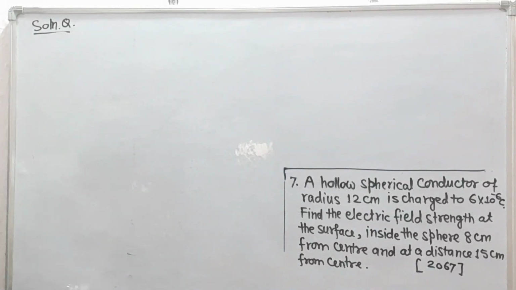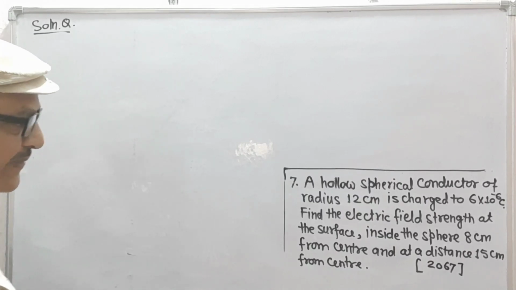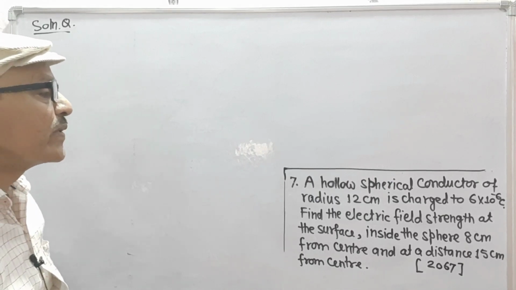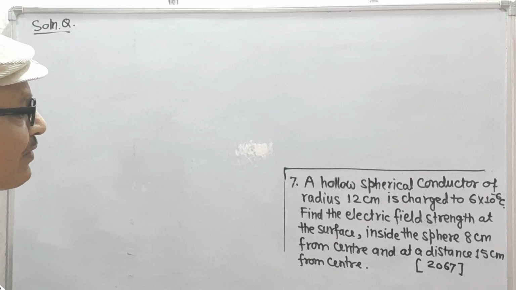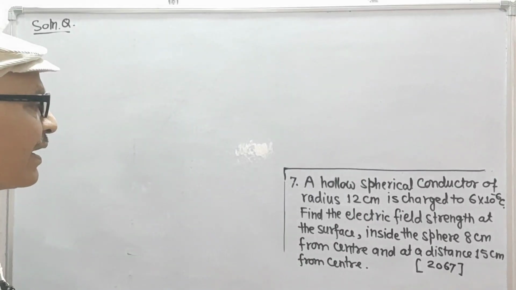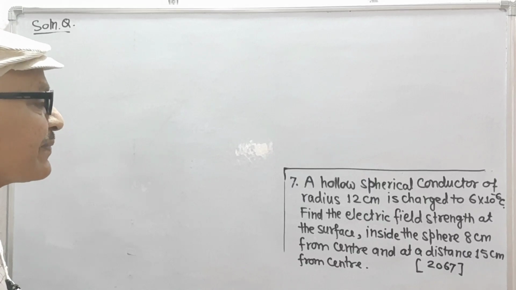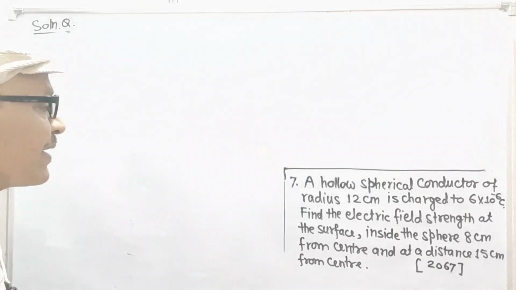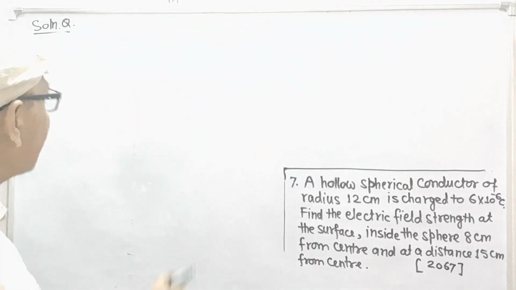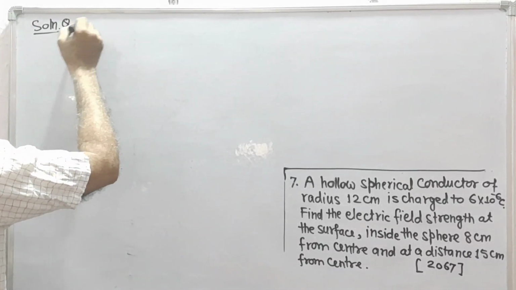Next question number 7. The question is, a hollow spherical conductor of radius 12 cm is charged to 6 into 10 to minus 6 coulomb. Find the electric field strength at the surface, inside the sphere 8 cm from the center, and at distance 15 cm from the center. Now, solution to question 7.